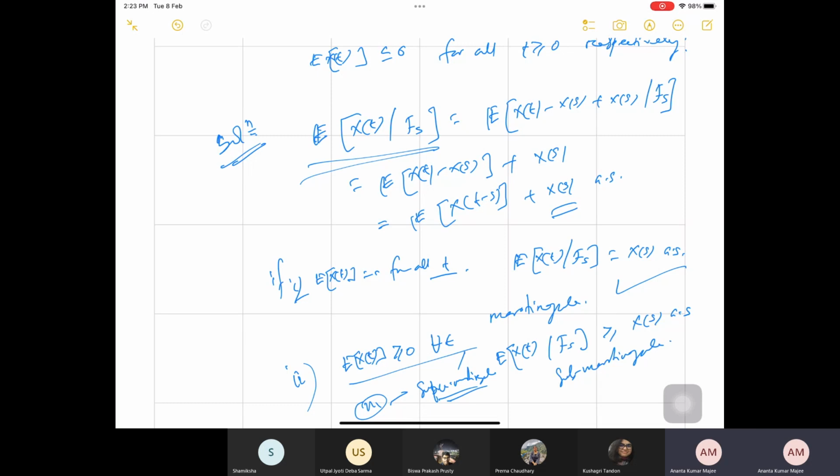So on sufficient conditions, using this example, we have seen that if the process has independent increments and stationary increments, and the expectation of Xt is equal to 0 for all t, then it is a martingale. If the expectation of Xt is greater than or equal to 0, it is a submartingale, and if it is less than or equal to 0, then it is a supermartingale. So the basic idea is that I need both the independent and the stationary increment properties. Okay.